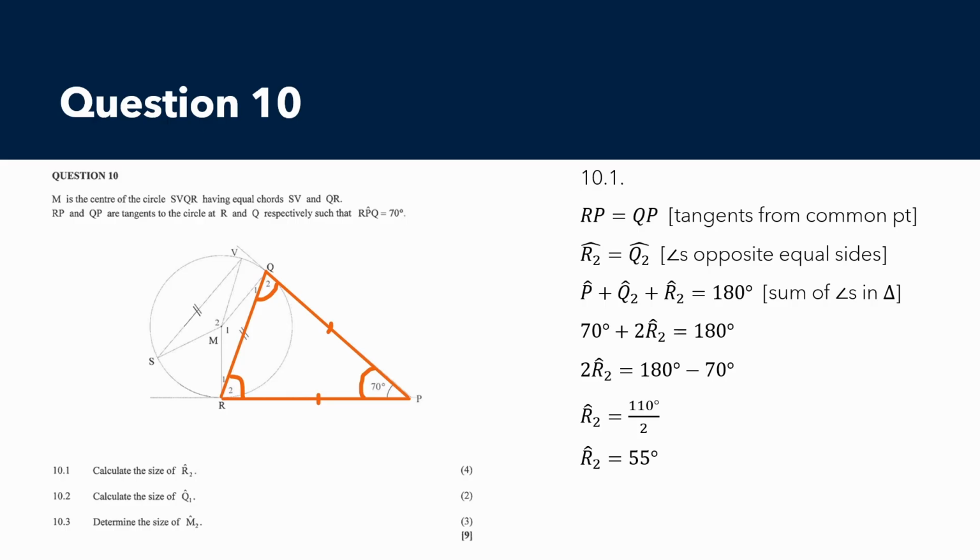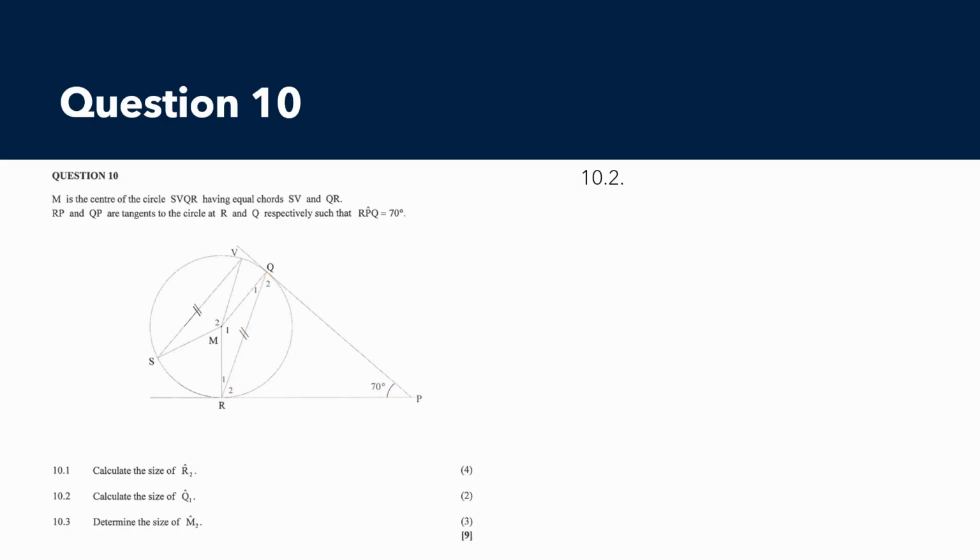Moving on to 10.2. Calculate the size of angle Q1. Angle Q1 plus angle Q2 is equal to 90 degrees. Tangent is perpendicular to radius. It's a theorem. And hence angle Q1 is equal to 90 degrees minus 55 degrees. And hence Q1 is equal to 35 degrees.